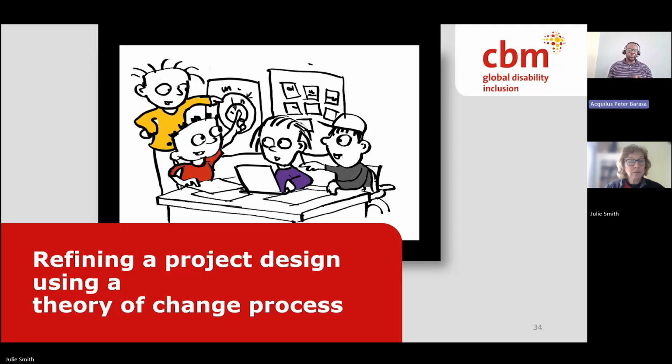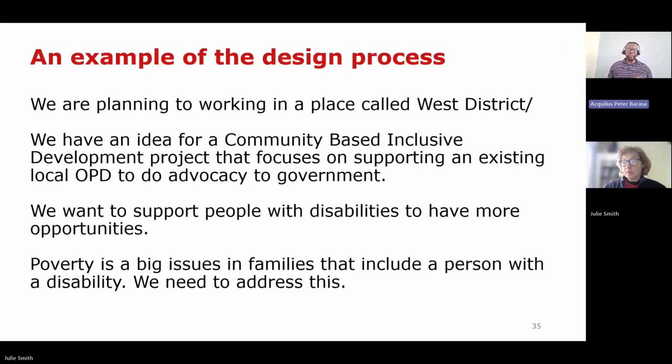Okay, so what we are going to do in this presentation is show you an example of a design process. And we've moved that from the consultation through to developing a project log frame.